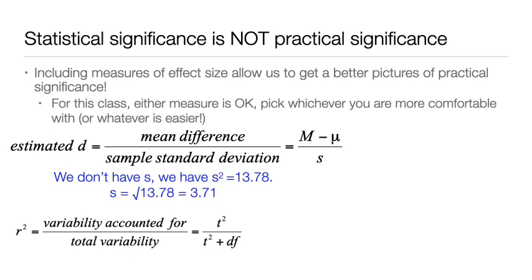But you could see how it might be easier to do that R squared effect size, the variability accounted for, how much is explained by the effect, because we have all of that information. So for this Cohen's d, we now have everything we need. 28 minus 30 divided by 3.71. That will give us a measure of effect size of 0.54, which is a moderate effect. So again, we failed to reject the null, but we're still finding a moderate effect.